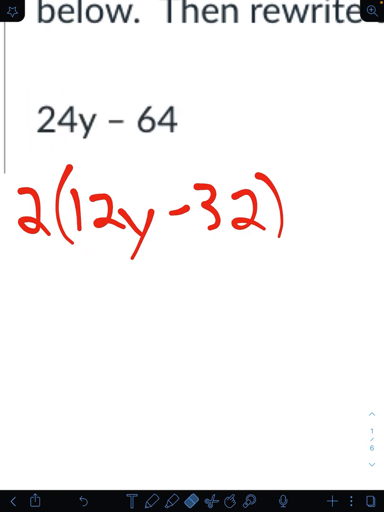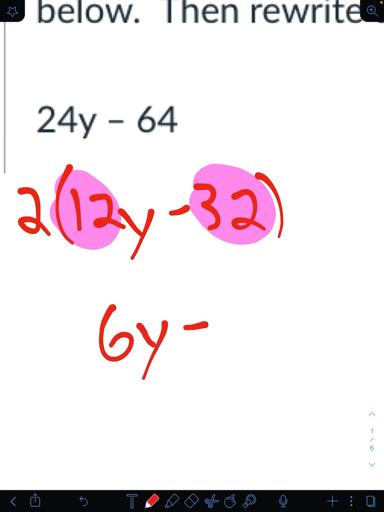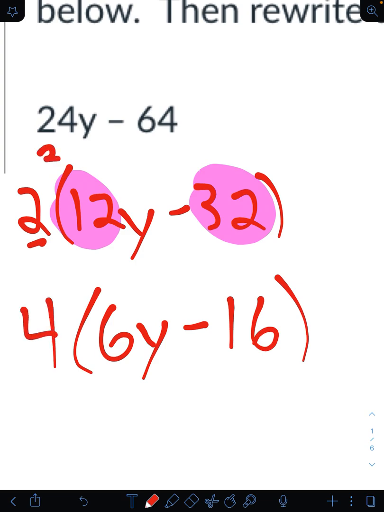So now you look at it again. Is there another number that could be taken out? And you're like, yeah, you could have taken out another 2, Mr. Schneider. So that means that would be a 6y minus half of 32 is 16. And then you've already taken out 2, and so you're taking out another 2. So that's a 4 now. Okay, and you can check your work because 4 times 6 is 24. 4 times 16 is 64.